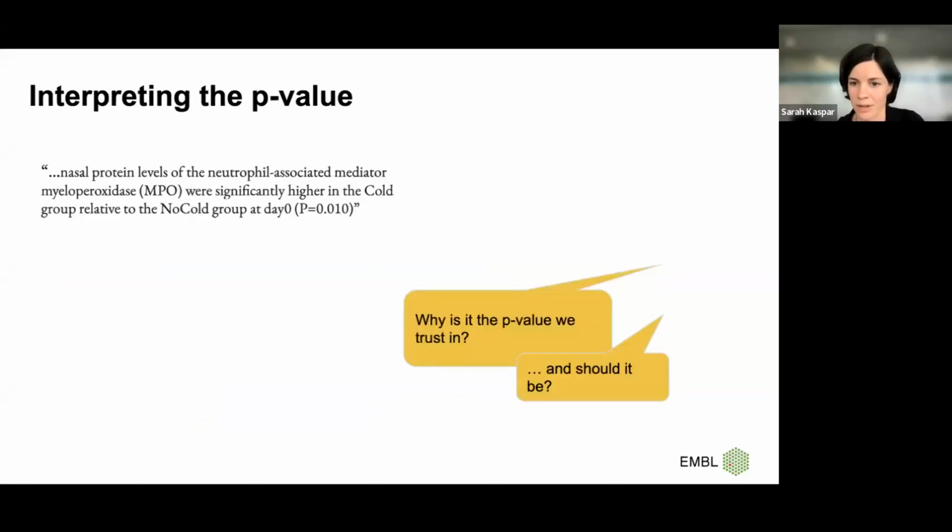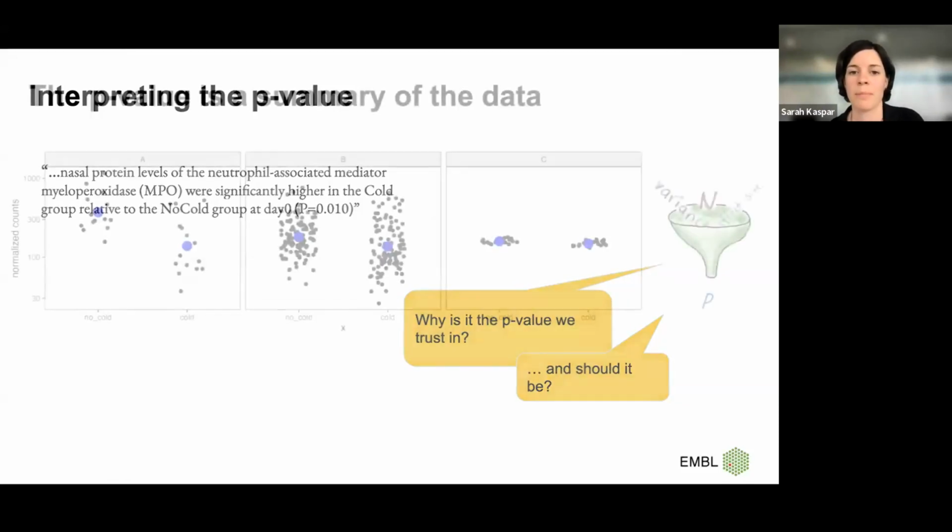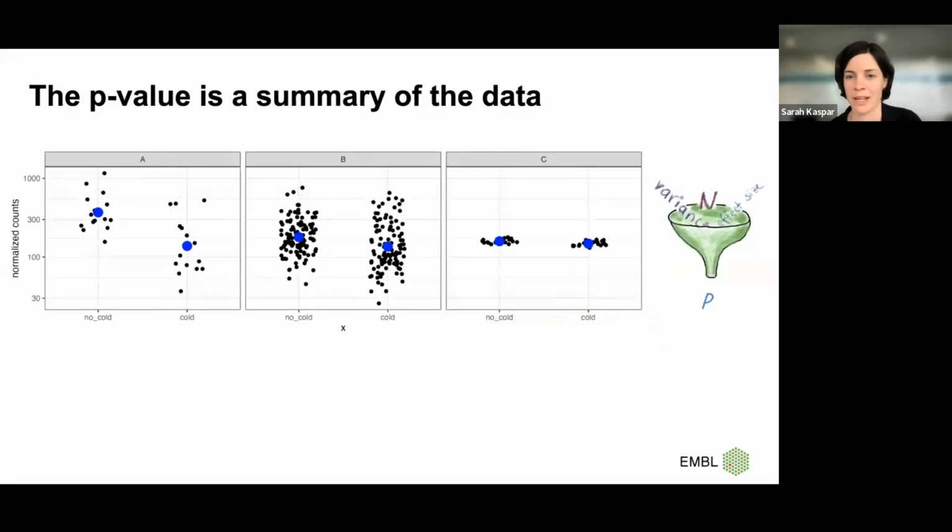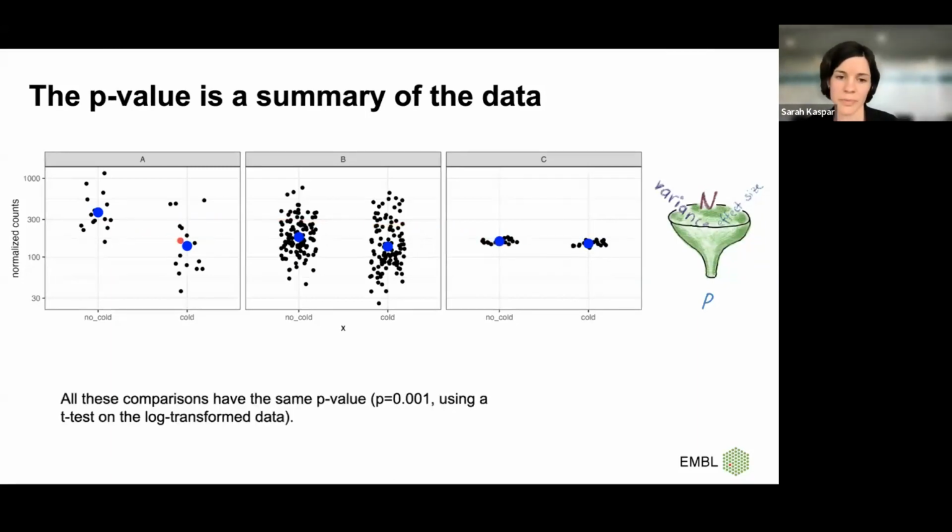Why is it the p-value that we trust in, and should it be? Well, I hope I convinced you by now that the p-value is a useful summary of the data because it quantifies evidence against the null. But of course, it's still a summary of the data, and we learned earlier on that when summarizing the data, we also lose information. So here I made up 3 different scenarios where we're comparing the no-code and the code group. And all these 3 comparisons have a very similar and very low p-value.